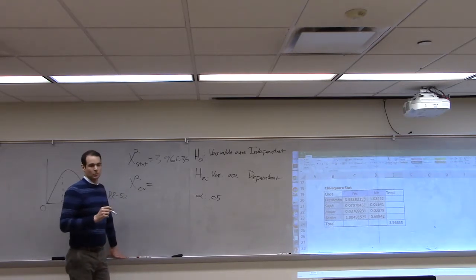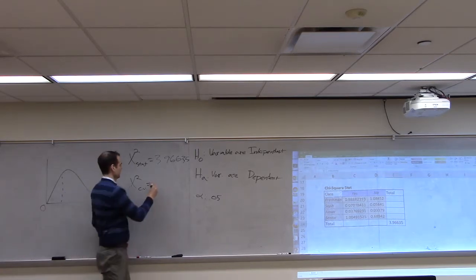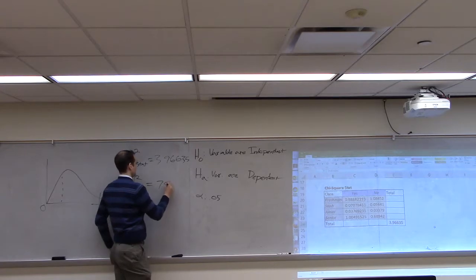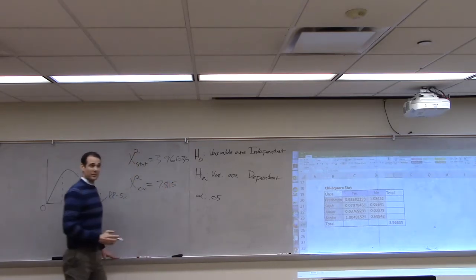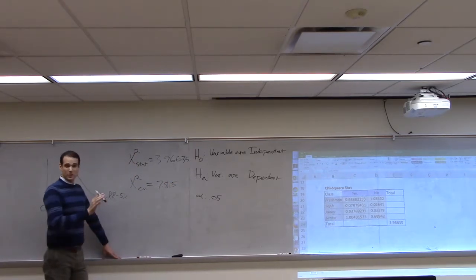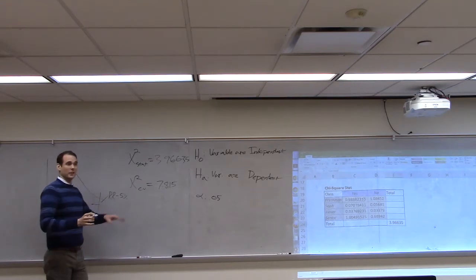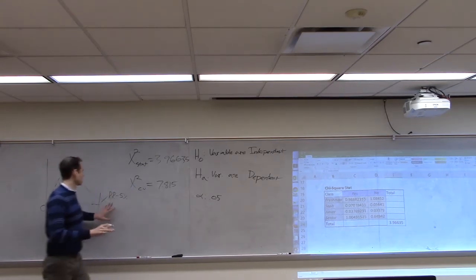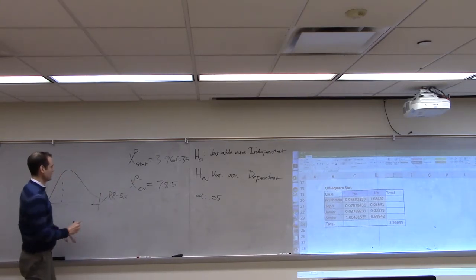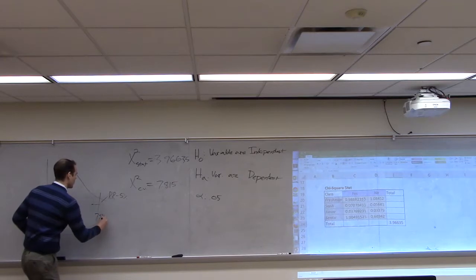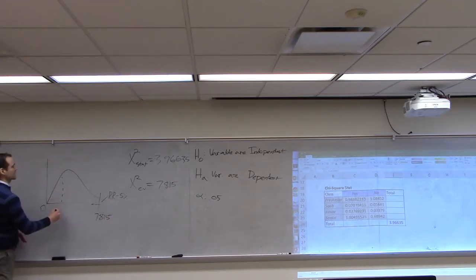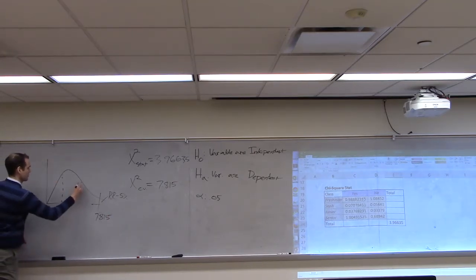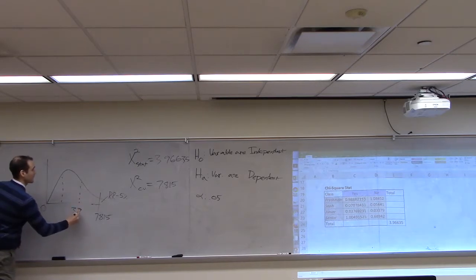7.815, you like that? Degrees of freedom, rows minus 1 times columns minus 1. Look in the back of the book, whatever degrees of freedom that is. 5%, a whole 5% is in the right tail. Alright, so we've got 7.815. Our test statistic is 3.96 and change. What is our decision?